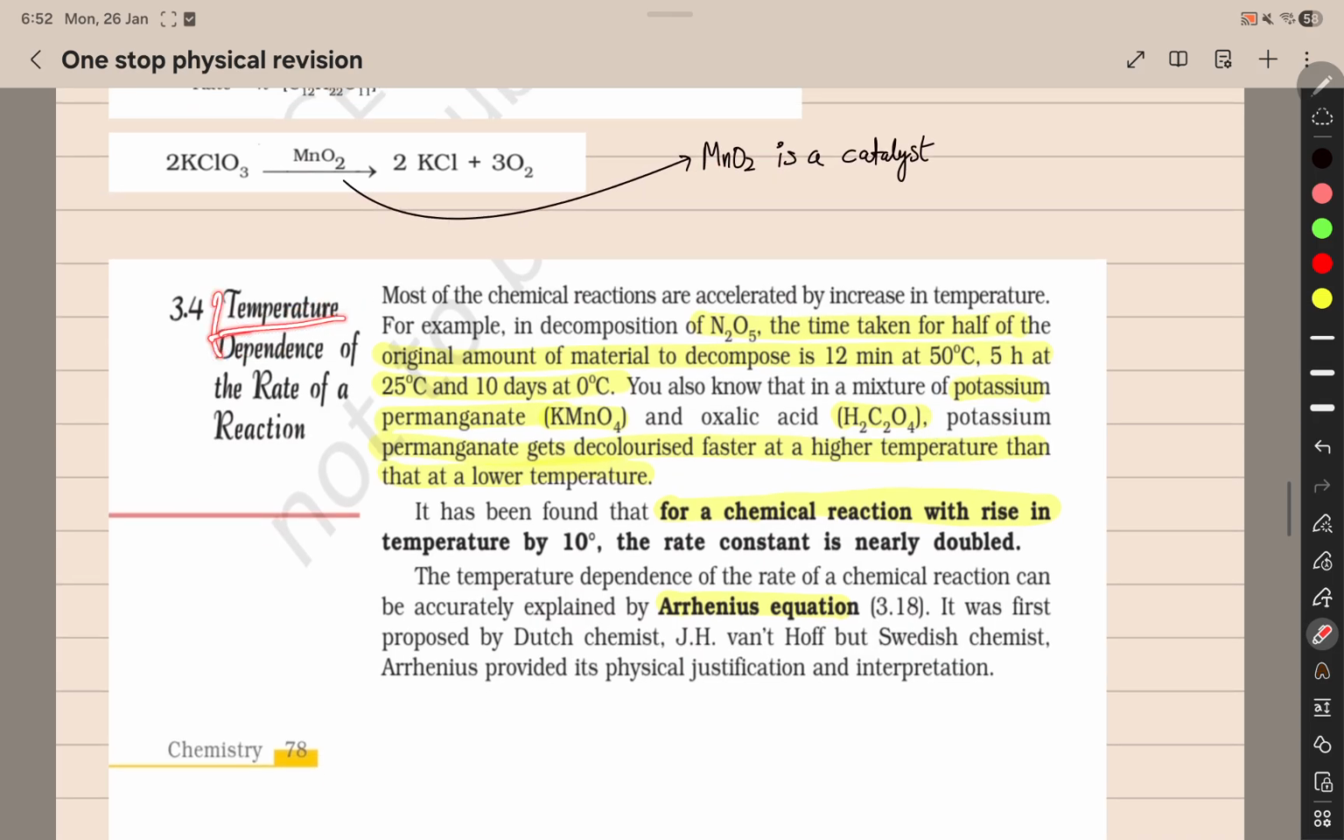Okay, then you have temperature dependence of rate of reaction. In decomposition of N2O5, time taken for half the original amount. This is like some fact based stuff, but we know that potassium permanganate and oxalic acid, permanganate gets decolorized faster at a higher temperature than at a lower temperature. It's given in the titrimetric analysis in NCERT. For a chemical reaction, with a rise in temperature by 10 degrees, rate constant is nearly double. This has been directly asked in statement based, so please mug it up. Increase in 10 degrees Celsius doubles the rate of reaction.